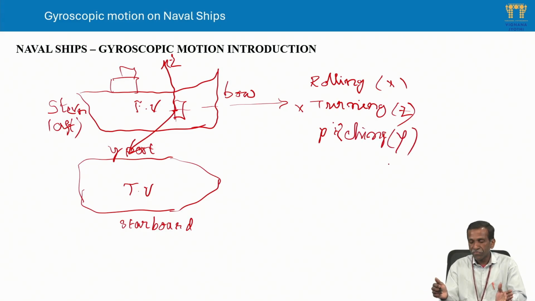Either way, if a rotating, spinning body is rotated about one axis, then about the third axis it causes some gyroscopic action. So now, with this concept, we are going to attempt the problems. If you understand this terminology, it is easy to understand.